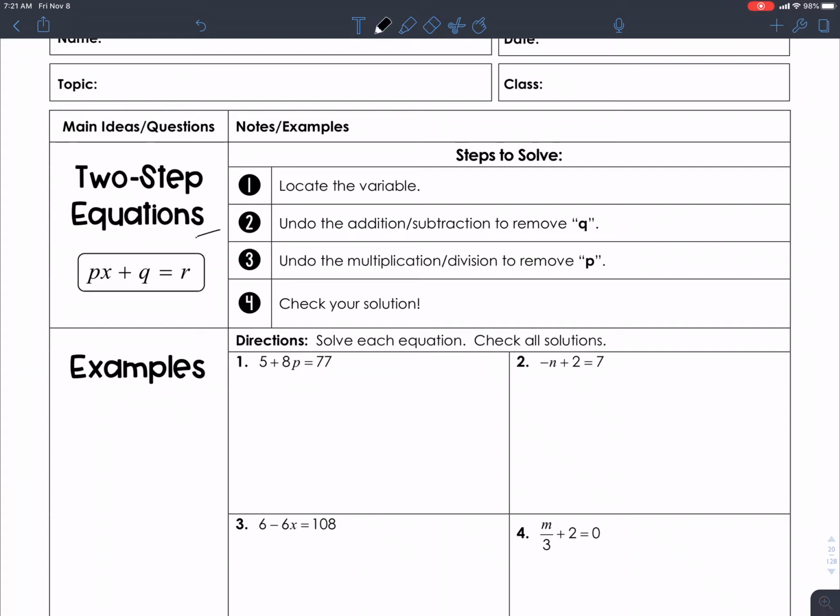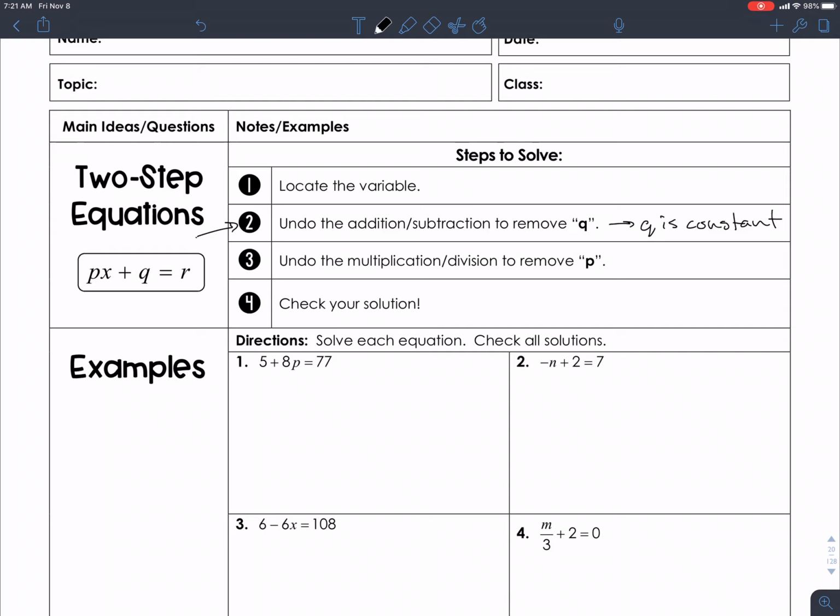Undo the addition and subtraction to remove Q. So Q is the constant. We want to get rid of that first, and we're always able to get rid of it through addition or subtraction. Then we move on to looking for multiplication and division to remove P.